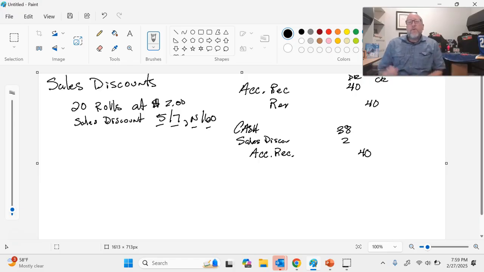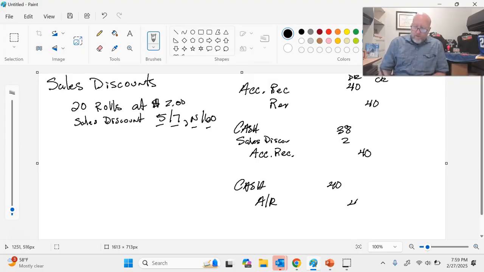If the customer chose to pay after the 7-day period, then the alternative journal entry would be cash 40, accounts receivable 40, because they didn't take advantage of the discount. So they get no discount.